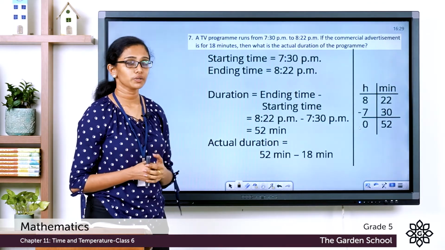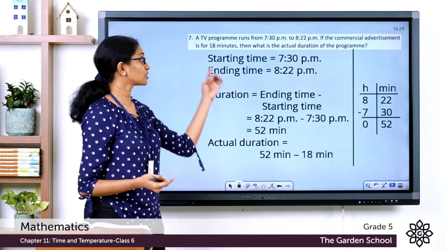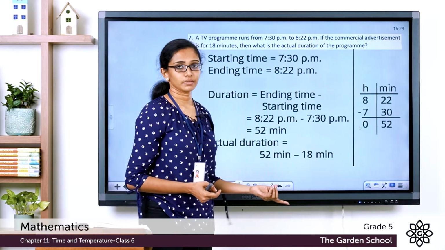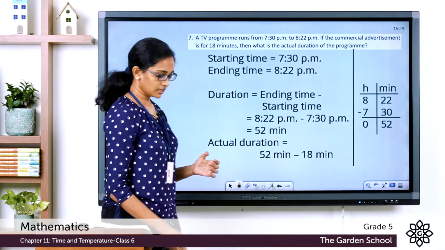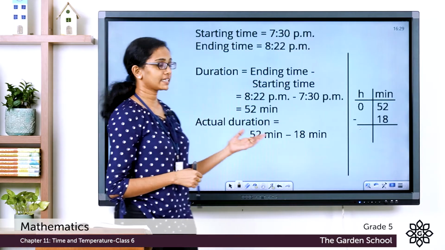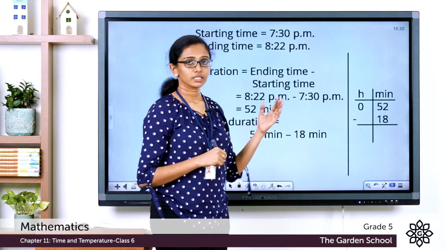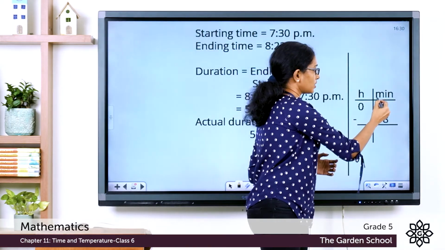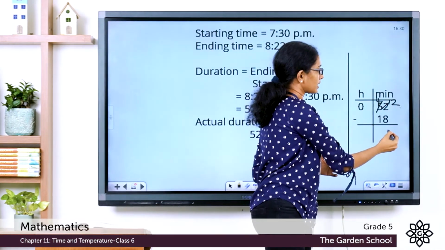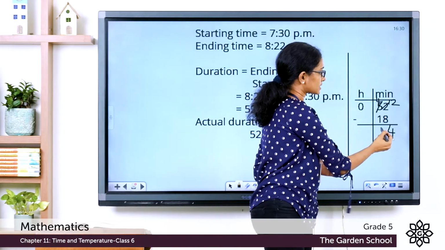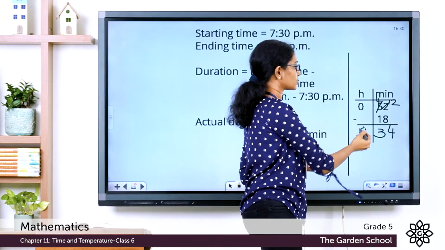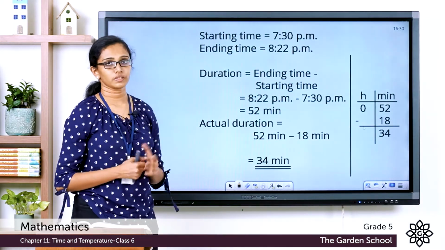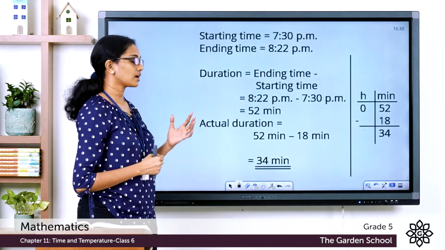But the actual duration will be the duration minus the duration of commercial break. So that will be equal to 52 minutes minus 18 minutes. How do we do that subtraction? See, 52 minutes minus 18 minutes can be written like this. In the working column, let's do the calculation. So 52 minus 18. Here 4, here 12. 12 minus 8 is equal to 4. 4 minus 1 is equal to 3. And here 0. So that is equal to 34 minutes. So the actual duration of the program is equal to 34 minutes.